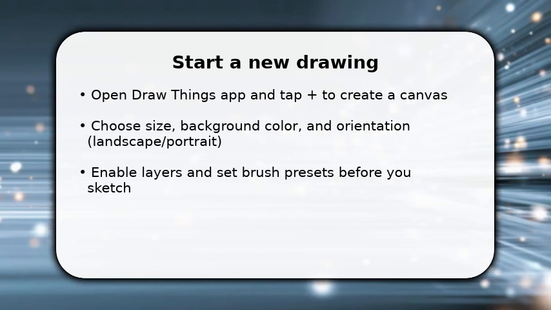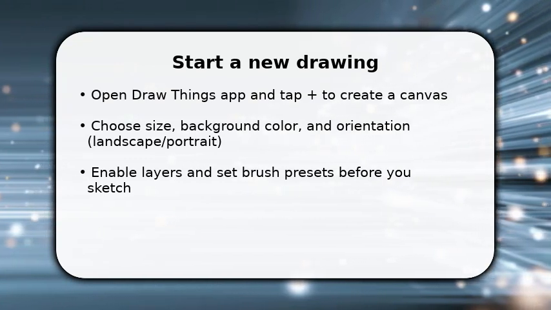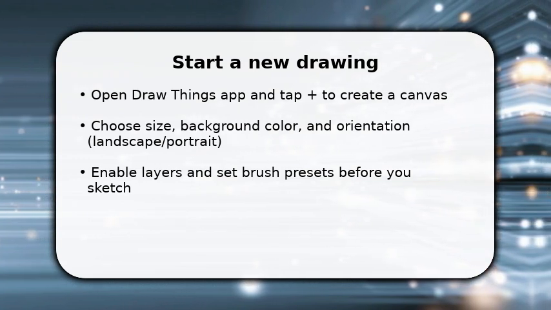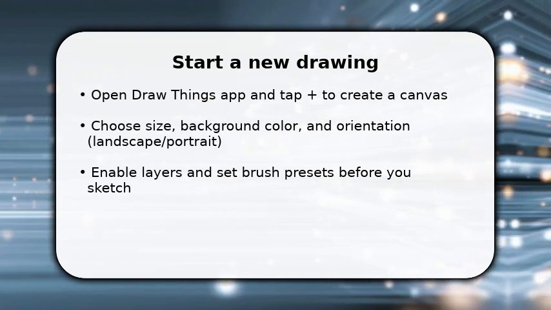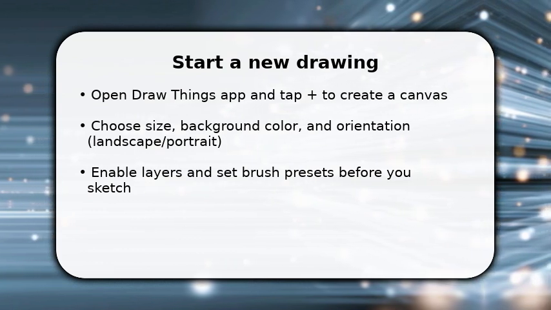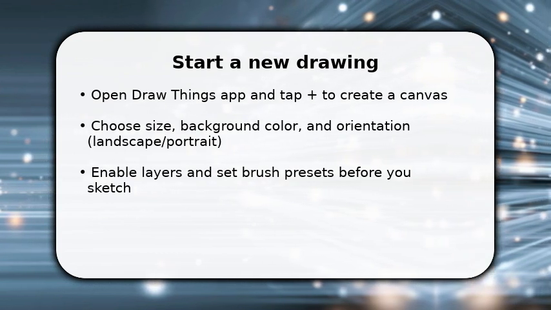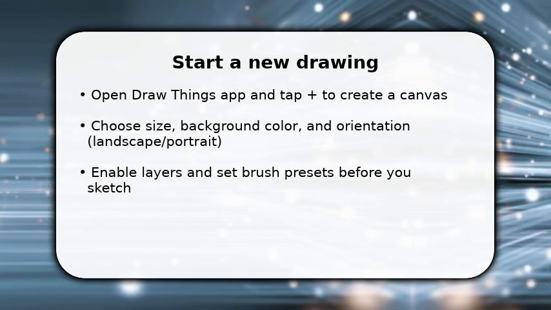You begin by creating a fresh canvas. Open Draw Things and tap the plus button. Choose your canvas size and background so composition decisions happen early. Once set, enable layers and pick a brush preset. This prevents rework later. Make sure to name the file now so autosave attaches correctly.